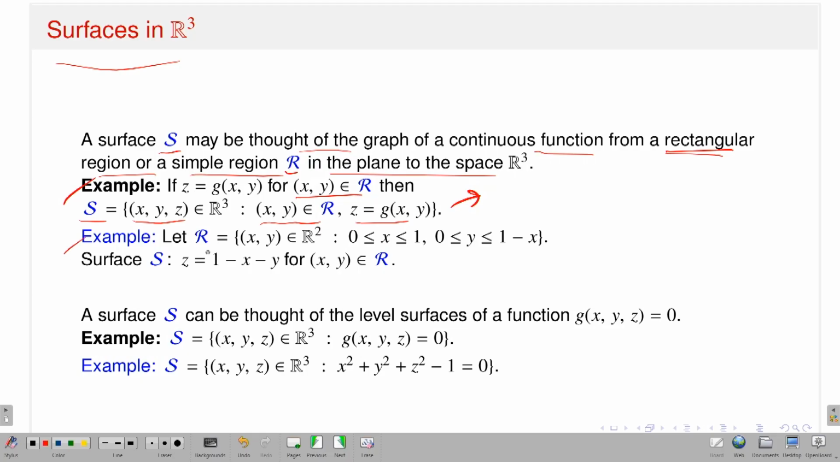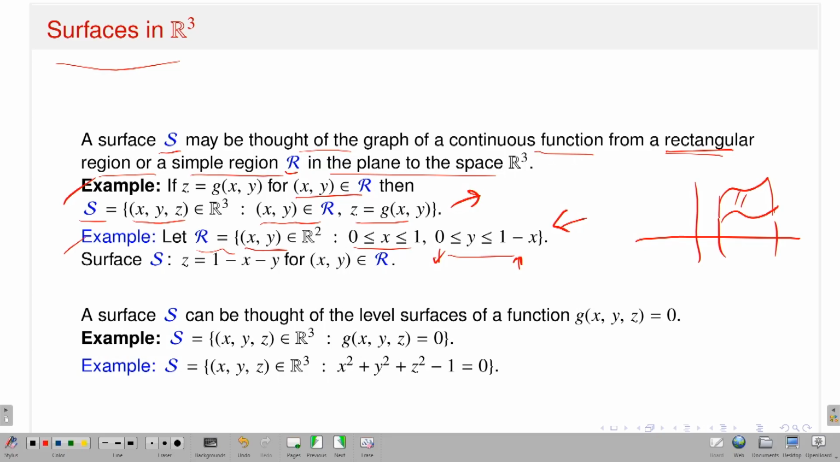Another example: suppose I start with a nice region R where (x, y) belongs to R2, where x runs from 0 to 1 but y runs from 0 to 1 minus x. If you recall this kind of region, where x varies from some fixed number to some fixed number, however y varies from some function to some function of x, it is called a vertically simple region. It looks like this: x is fixed, and y varies between these two.